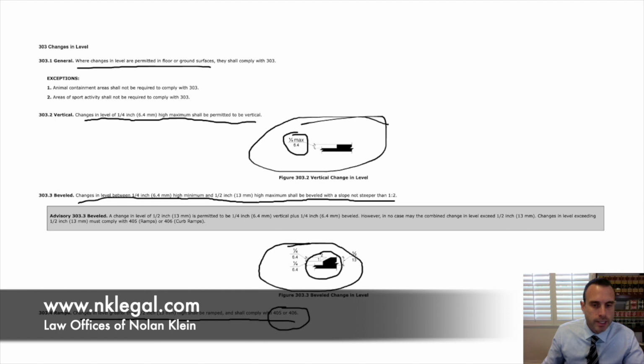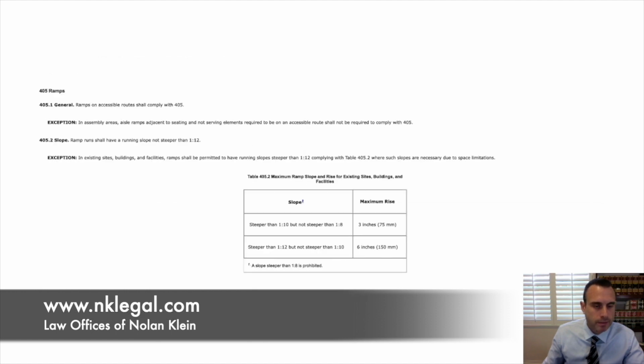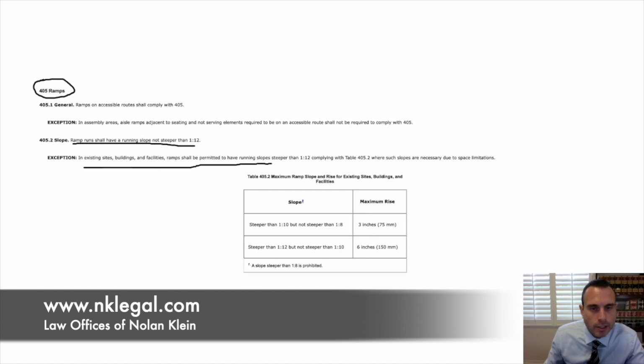Okay, so we discussed ramps in the last slide, and let's look at ramp requirements. Again, section 405, ramps. Very easy to look up in the 2010 standards. Ramp runs shall have a running slope not steeper than 1 to 12. In existing sites, buildings, and facilities, ramps shall be permitted to have slopes steeper than 1 to 12 as long as they comply with this table where such slopes are necessary due to space limitations.